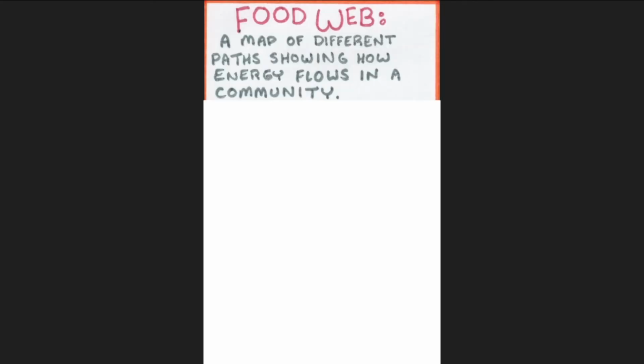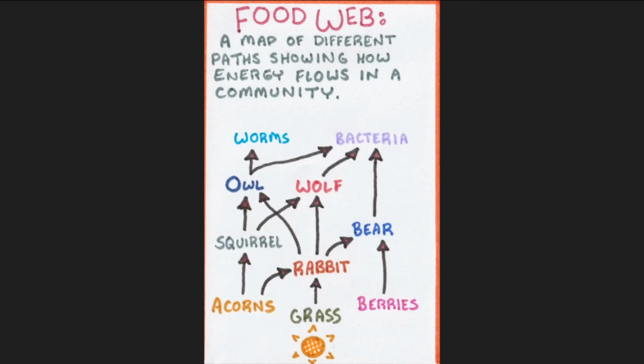You put all of these together in a food web. You put a couple food chains together and you get a food web. It's a map of different paths showing how energy flows in a community. Remember, a community is just a group of living organisms. Now, what I'm going to show here will look at first like a pretty complex series of words and arrows. Relax. If you look up there, it's really only 10 words.